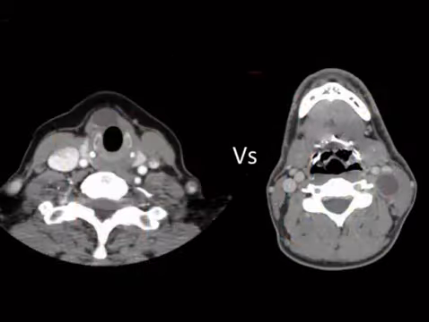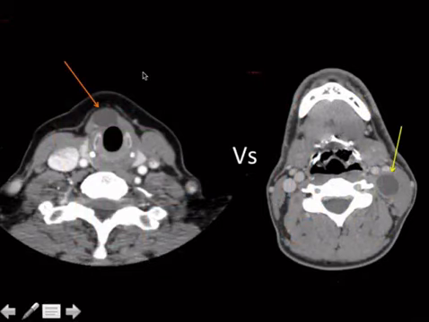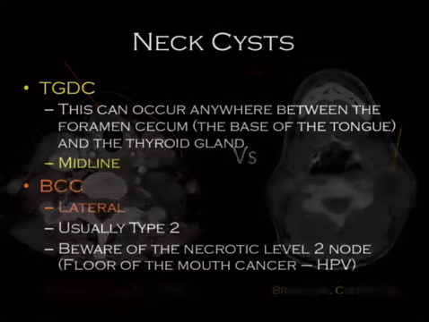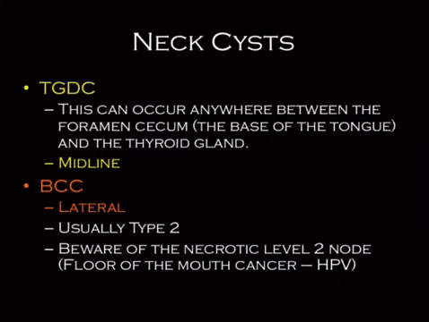Another neck case, this versus that. So we've got two different cysts, one here in the midline and one here laterally. So the midline cyst in a kid is the thyroglossal duct cyst. The lateral cyst in the neck of a kid is the branchial cleft cyst. So remember, thyroglossal duct cysts can occur anywhere from the foramen cecum, which is the back of the tongue, all the way down to the thyroid, and they're midline. That's the key. Branchial cleft cysts are lateral.